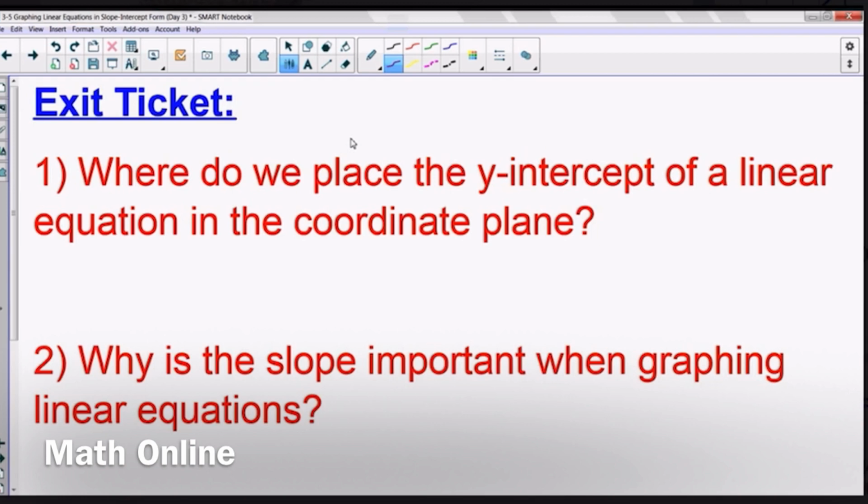Question number 1, where do we place the y-intercepts of a linear equation in the coordinate plane? In other words, in the graph paper. Question number 2, why is the slope important when graphing linear equations? We use the slope to do what, in other words? That's your question there. So go ahead and once again answer these questions in complete sentences down below in the comment section.